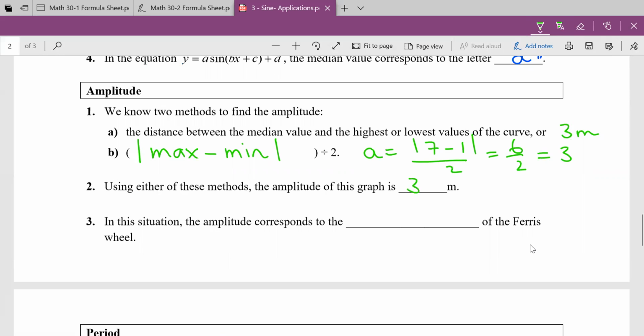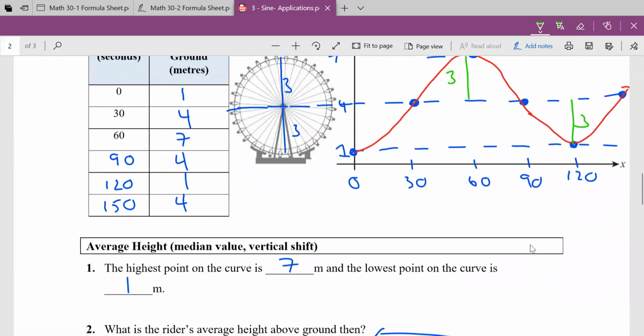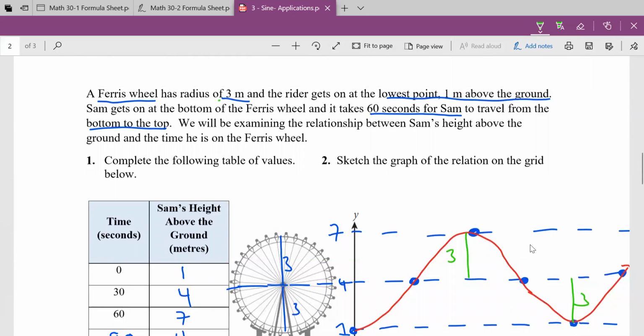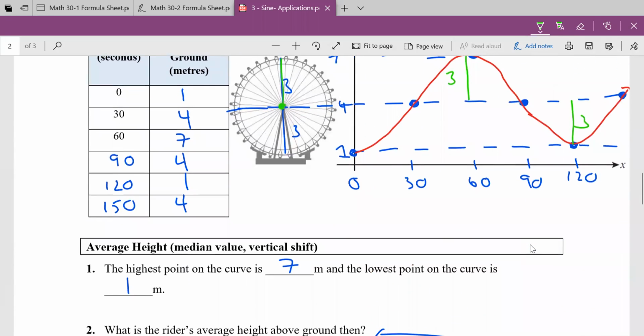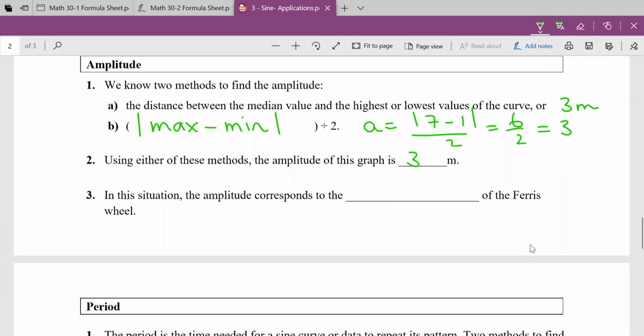But what does the amplitude mean in the context of the question? Well, where did we see that 3 before? I'll scroll back up here. It's the radius, right? It makes sense. How much I vary from the center is going to be how large our radius is. So in this situation, the amplitude relates to the radius of the wheel. Again, that's the answer I'm looking for here.